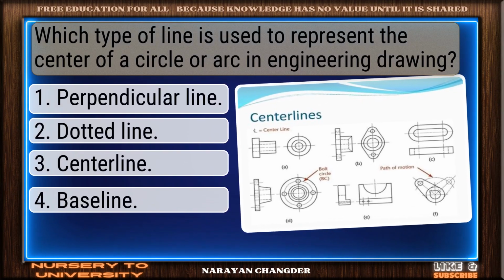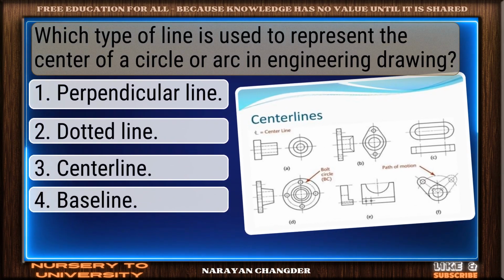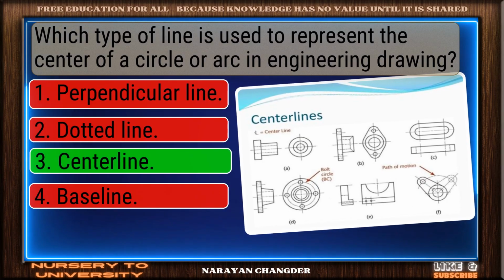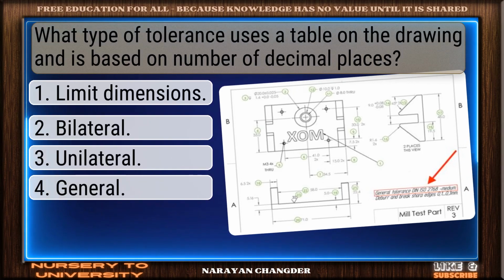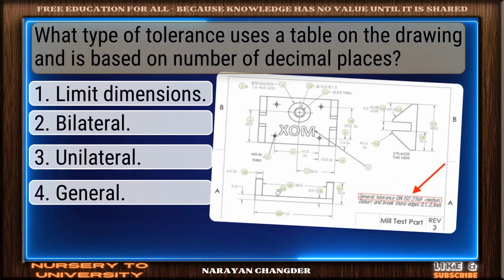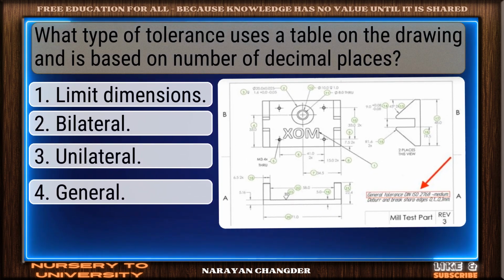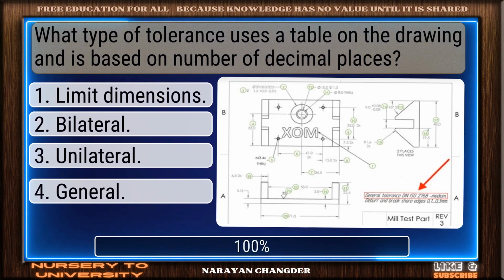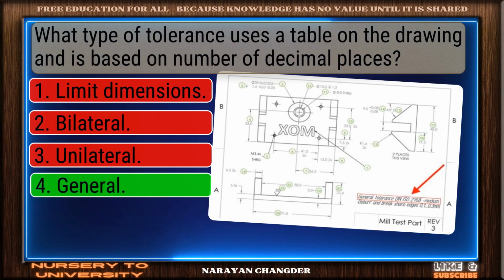Which type of line is used to represent the center of a circle or arc in engineering drawing? Good job. Your answer, centerline, works well here. What type of tolerance uses a table on the drawing and is based on number of decimal places? Solid response. General is a valid choice.